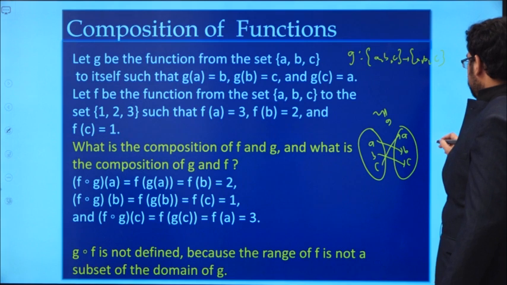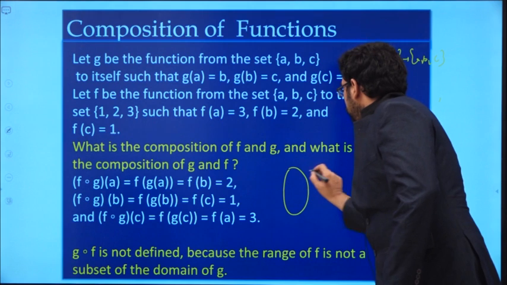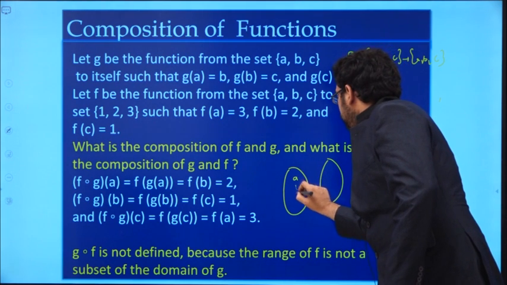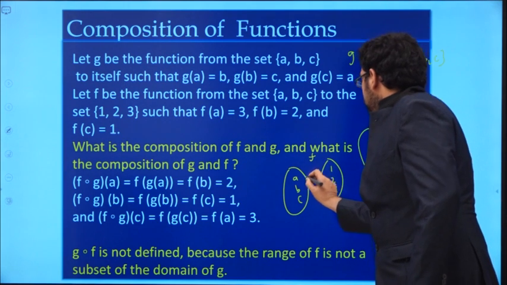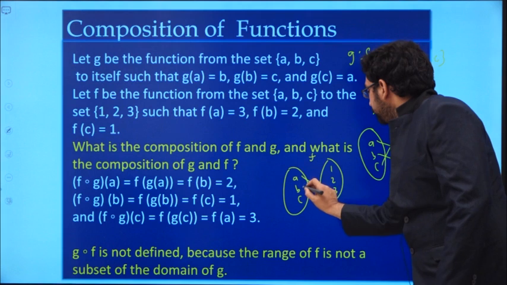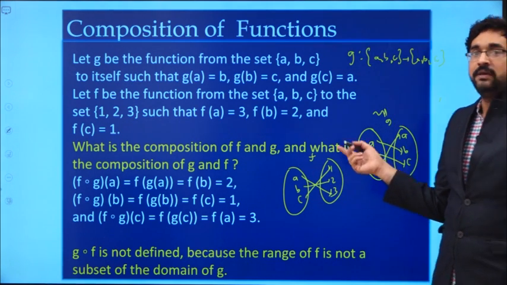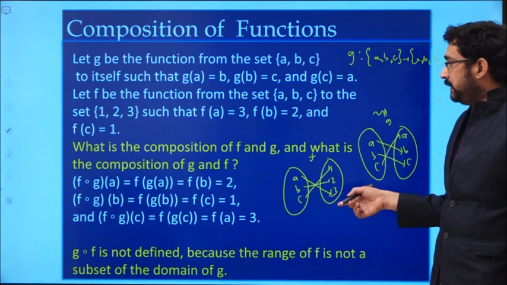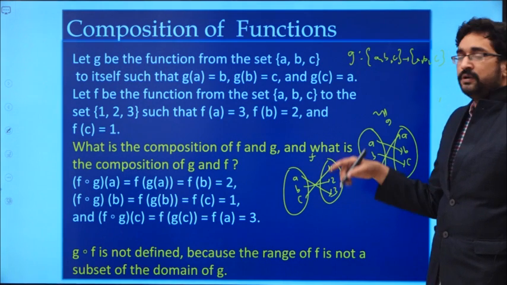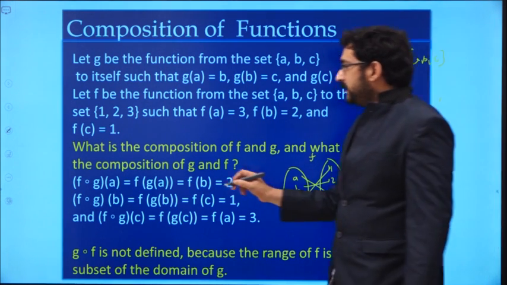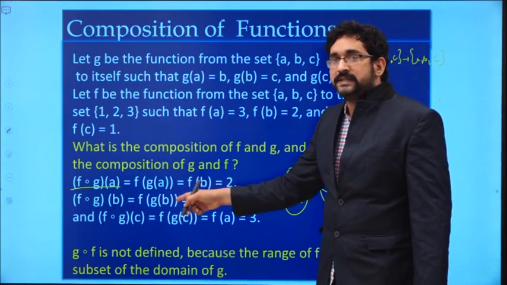Similarly, f is a function from {a, b, c} to the set {1, 2, 3}, such that a is mapped to 3, b is mapped to 2, c is mapped to 1. In this way, both functions f and g are defined. Then we have to find the composition of f and g, and the composition of g circle f. So first find f circle g of a, which can be expanded as f of g of a.